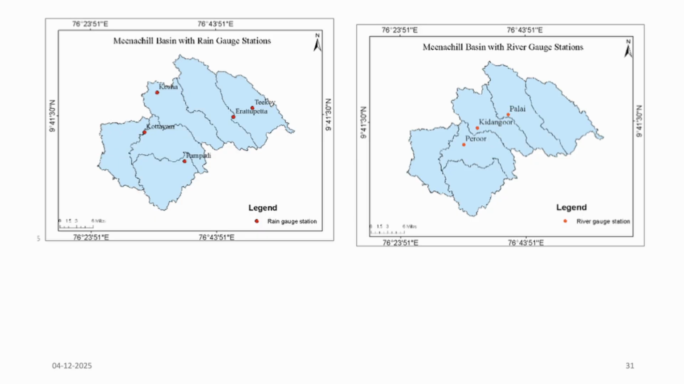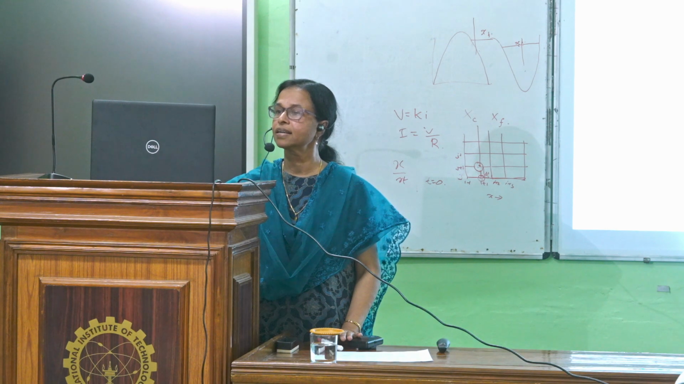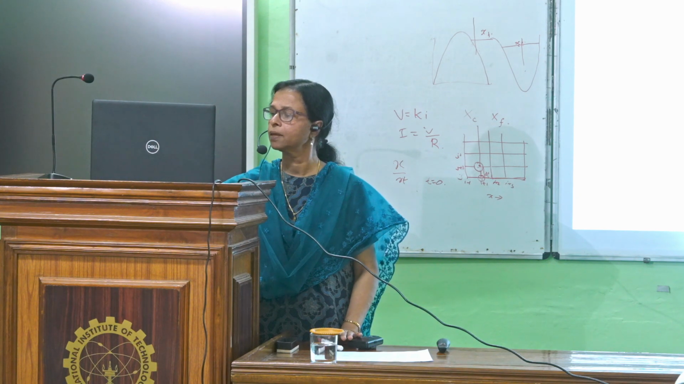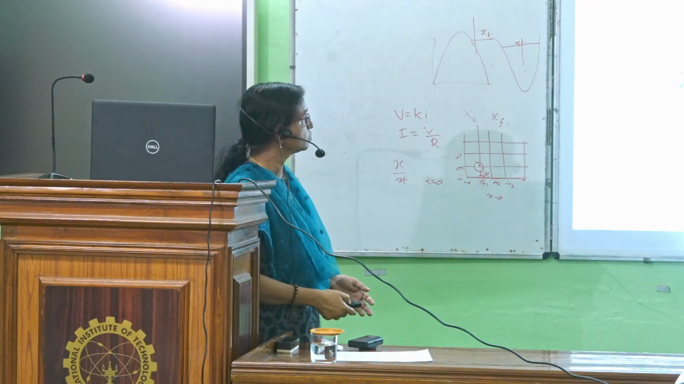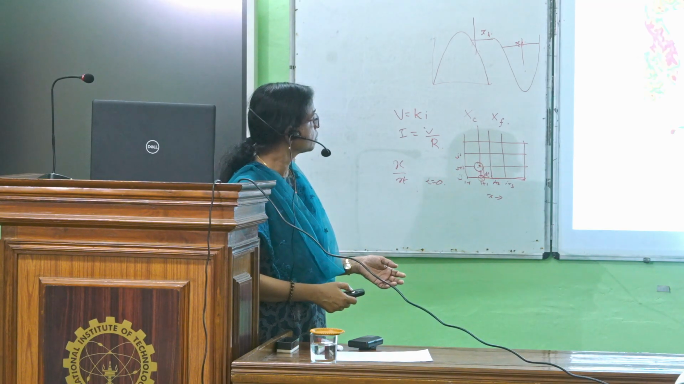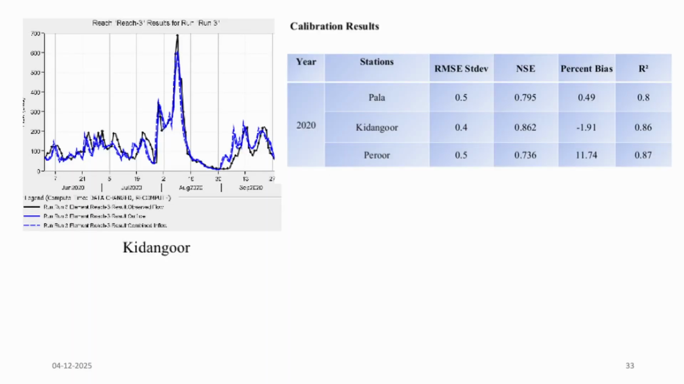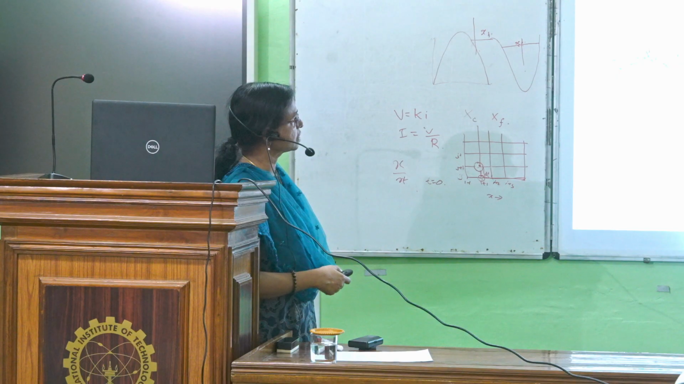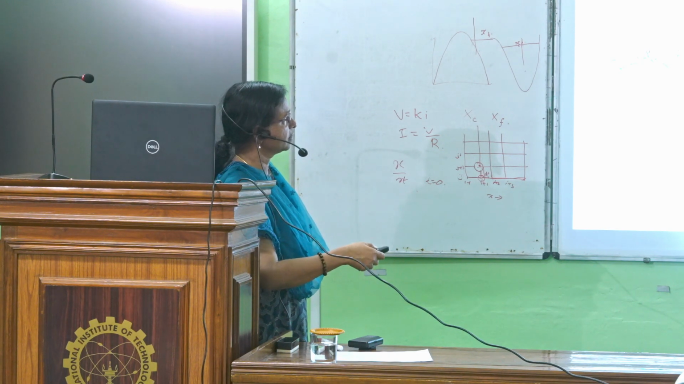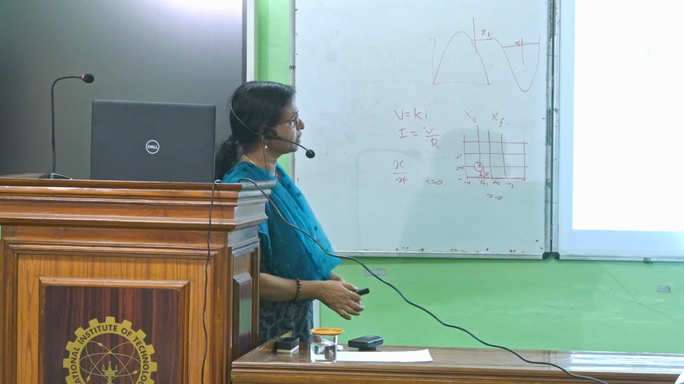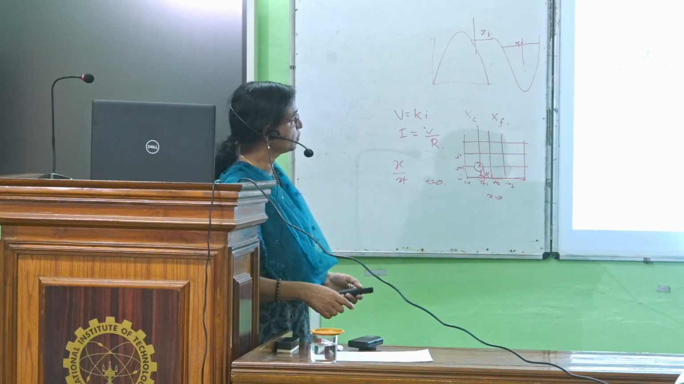Then these were the rain gauge stations, and three discharge gauging sites were available. Using the hydrologic model, she compared the hydrographs with the discharge data at the three gauging sites. She also computed statistical parameters for the different stations.